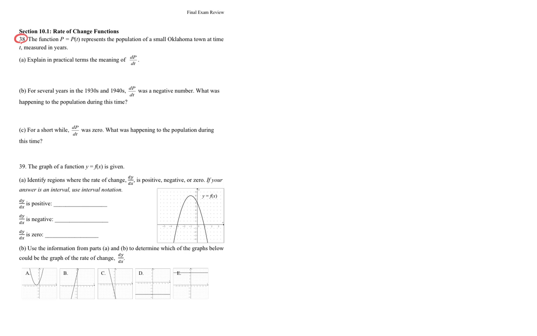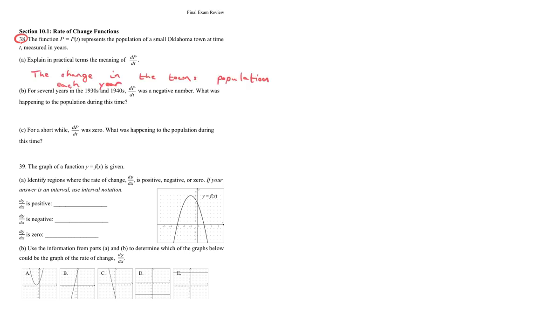So for starters, we have some function p in terms of t, which means that it's a function of time. We're going to explain in practical terms the meaning of dp divided by dt. What this means is the change in the population of the town each year, or the rate of the population change, are some other ways to think about it. So what we're going to put here is that dp divided by dt, or usually you'll hear dp dt, represents the change in population of the town each year.